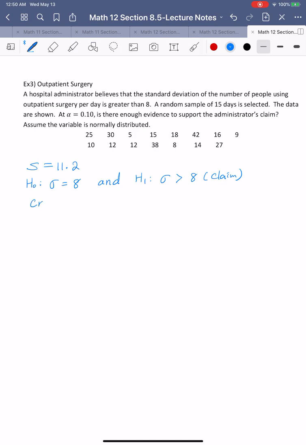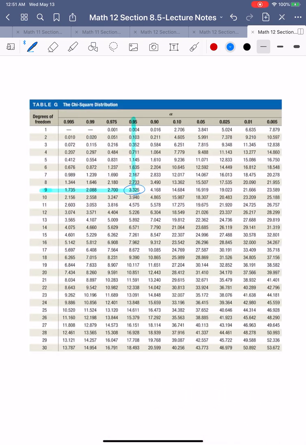All right, so we need to have a critical value at alpha equal to 0.10, and it's a right tail. So n equal to 15, which means degrees of freedom should be equal to 14. To find the critical value, we're going to be using the table we have. So with the degrees of freedom of 14, which is right here, and then we have 0.10, which is this one. The intersection that I see is this one, right? So the number is 21.064.